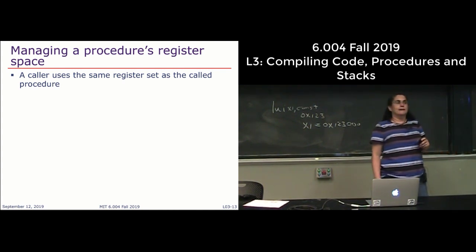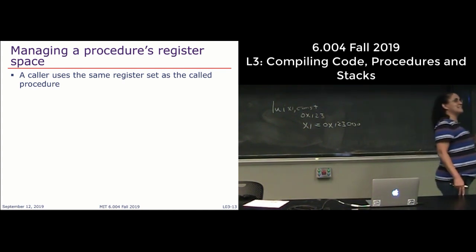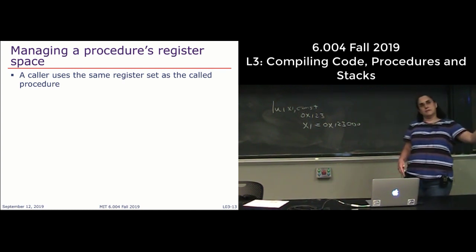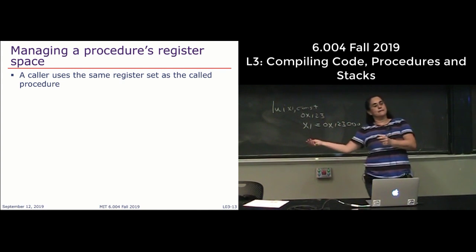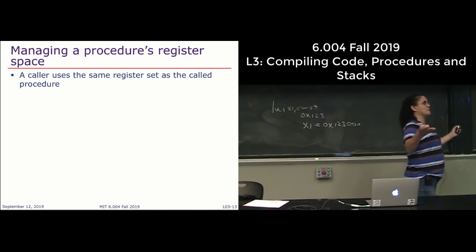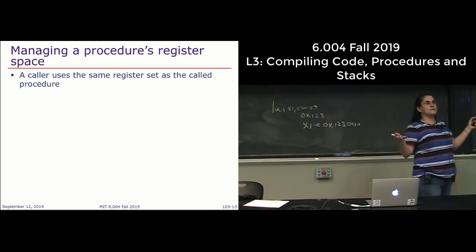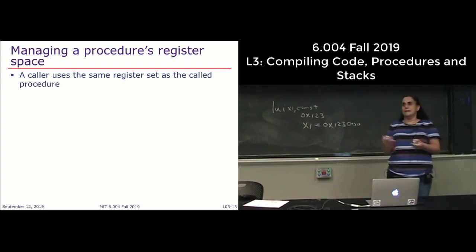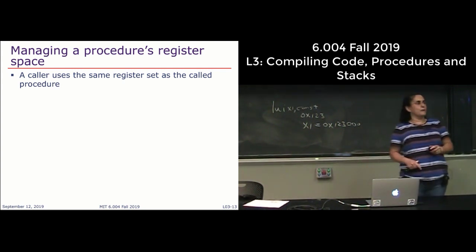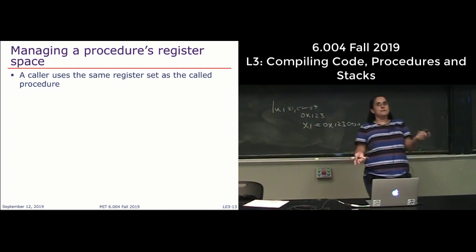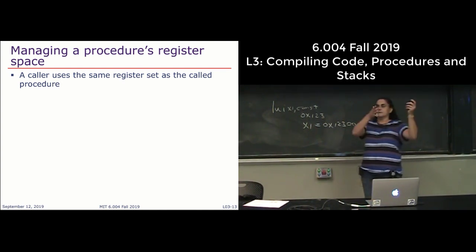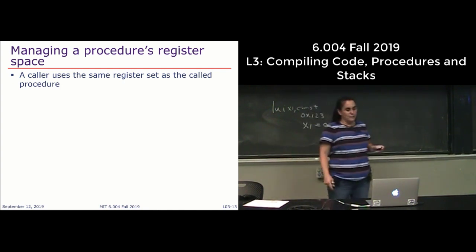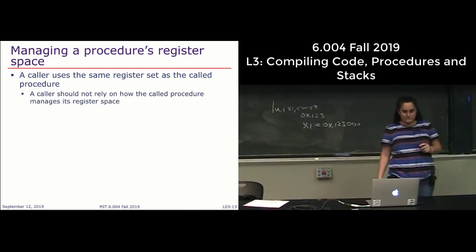So what's complicated is that the piece of code that's calling the procedure and the procedure itself are using the same registers, the same 32 registers that this processor has, right? We can't just magically create another 32 of them for the procedure. And so we have to figure out how the calling code is going to interact with the procedure itself.